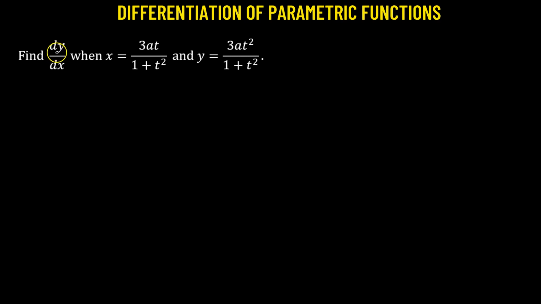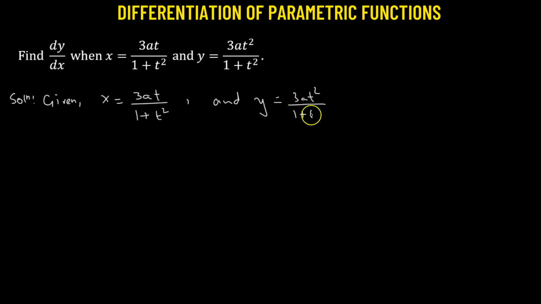We need to obtain the value of the derivative of y with respect to x whenever x and y are given in their parametric form. That means here x and y depend on the parameter t. So let's find out. We'll begin by starting with whatever functions we are given. Here we have x equals 3at divided by 1 plus t squared, and y is given by 3at squared divided by 1 plus t squared.